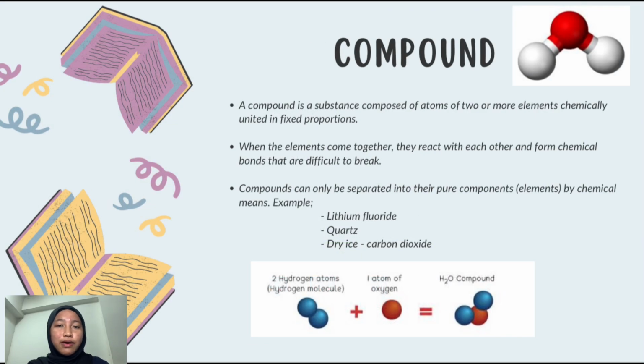Compound. A compound is a substance composed of atoms of 2 or more elements chemically united in fixed proportions. When the elements come together, they react with each other and form chemical bonds that are difficult to break. Compounds can only be separated into their pure components, which are elements, by chemical means. For example, lithium fluoride, quartz, and dry ice, which is carbon dioxide.